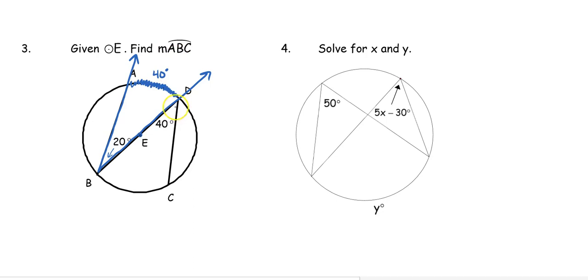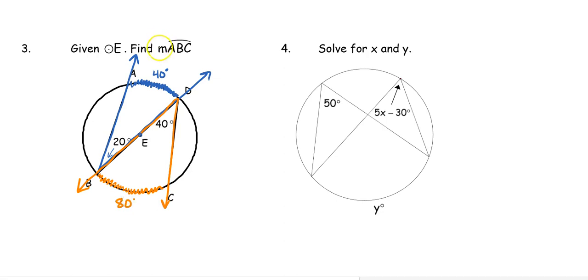And then when I look on the other side, here's the 40-degree angle. I look at the rays that create that angle to find its intercepted arc. And the intercepted arc, remember, is going to be double. It's bigger than the angle. So if this is 40, that means that this arc is 80.